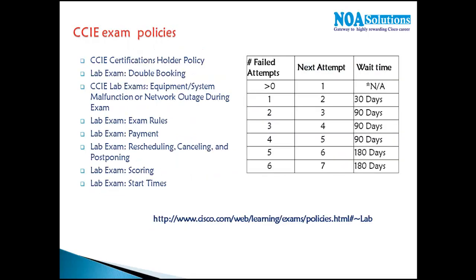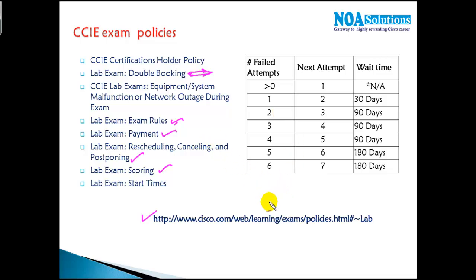Now, if you want to find more information on the exam policies, you can visit this Cisco site, where you will find all this information like the rules, payment procedures, scheduling, postponing, rescheduling, all those things, the scoring and times. On double booking, you cannot book the same track at the same time. You cannot have 2 bookings at the same time.